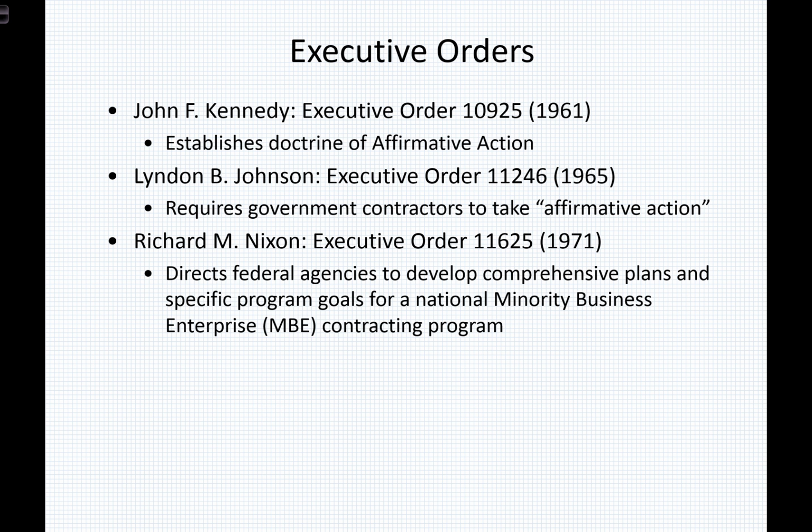President Johnson, in his Great Society efforts in Executive Order 11246, required that government contractors take affirmative action and evidence that they're attacking it in their employment decisions. President Nixon, often lauded for being extraordinarily conservative, obviously a very unpopular president towards the end of his presidency and in the years following because of his pending impeachment and then resignation over the Watergate affairs, if you will, directs federal agencies to develop comprehensive plans and establish a minority business enterprise contracting program.